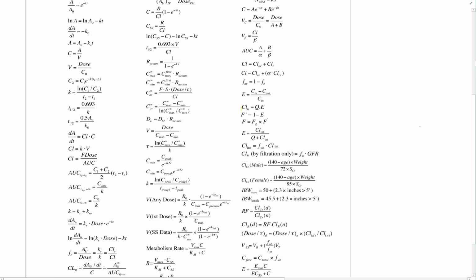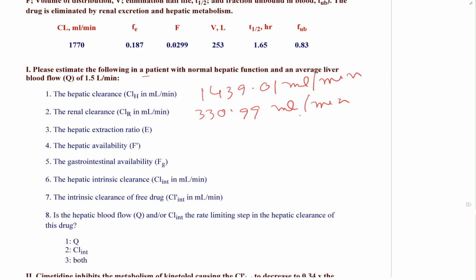This is our equation. To calculate renal extraction, we do not have drug in, drug out. What we have is blood flow and hepatic clearance. So Q is equal to E times CLH, and this is the equation we have to use.